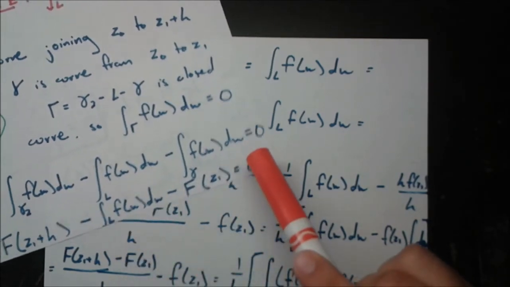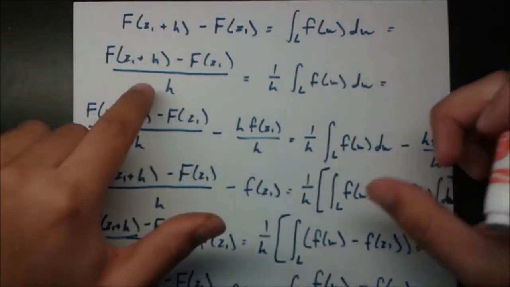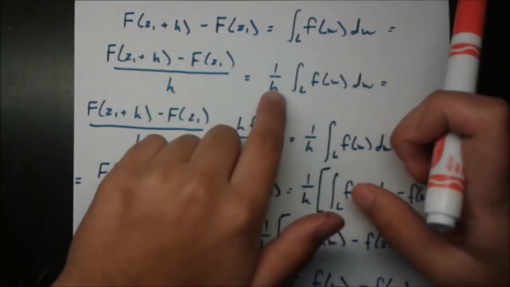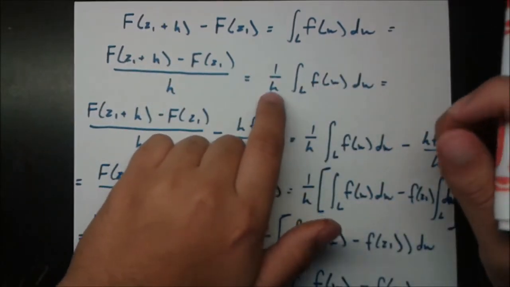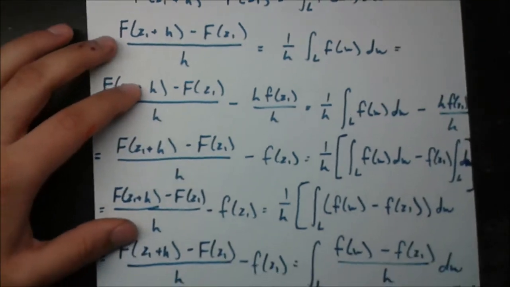We're moving it to the other side so it can be positive. So that's how we got this first line here. Now we're going to divide everything by h. So we're dividing this by h, we're dividing this by h. So we put 1 over h. h is a constant, remember? It's just that difference between z1 and z1 plus h.